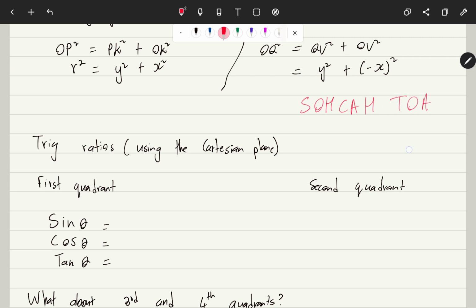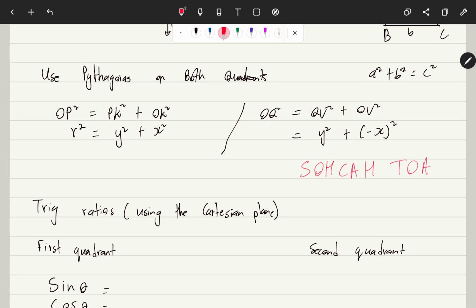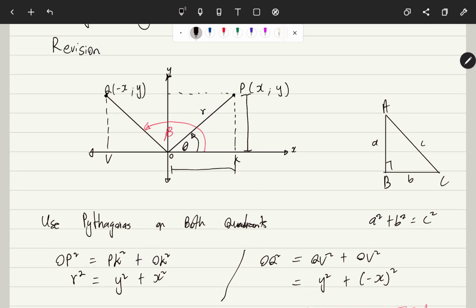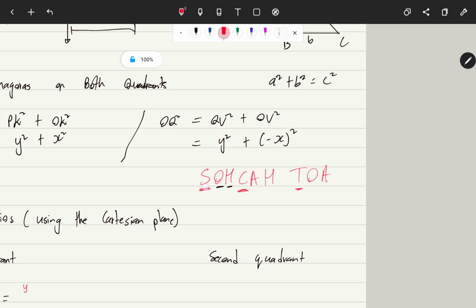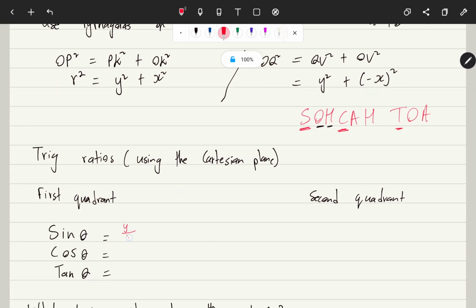We learned this thing called SOHCAHTOA in grade 10, mainly to help us know what a sine is, what a cos is, and what a tangent is. Starting with sine, it says opposite over hypotenuse. We have theta right here. This is angle theta. What is opposite theta? PK is opposite theta, and PK is what? PK is y. So we will have y, and our hypotenuse is r. So y over r.